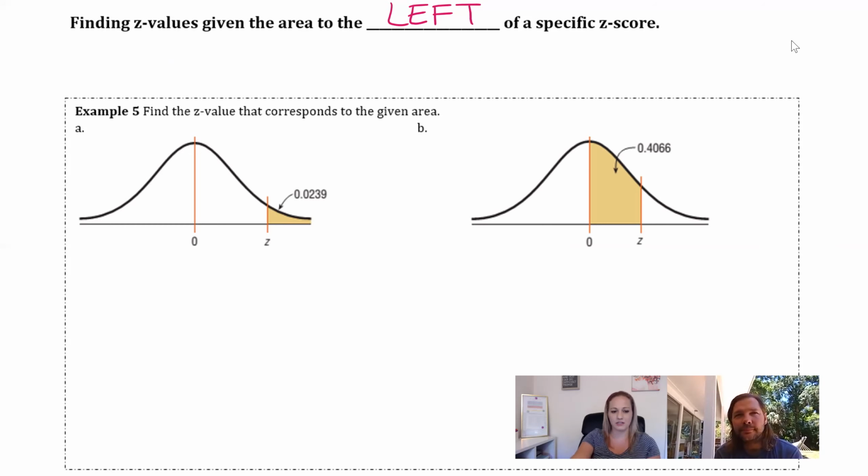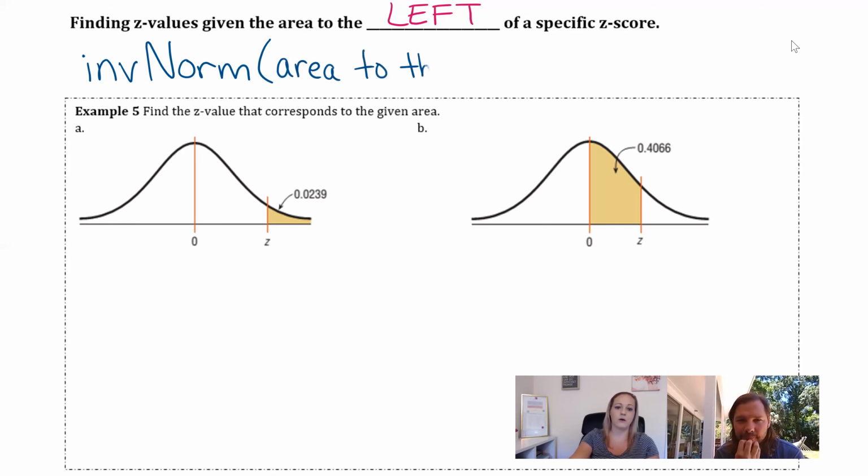Now the function that you're actually going to go to in your calculator is called inverse norm. So it stands for inverse normal. And then it needs 3 inputs. So it needs the area to the left of that z-score that you're looking for, or that z value, and then mu and sigma. So 3 inputs for that one. Okay, so let's do a couple examples here.